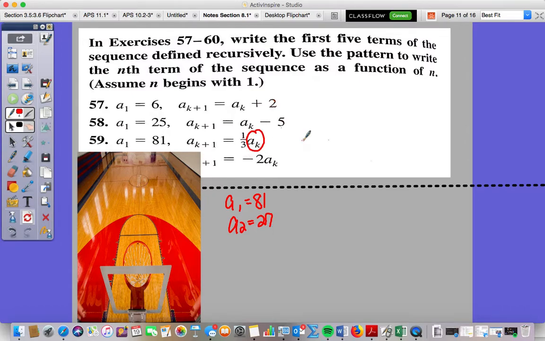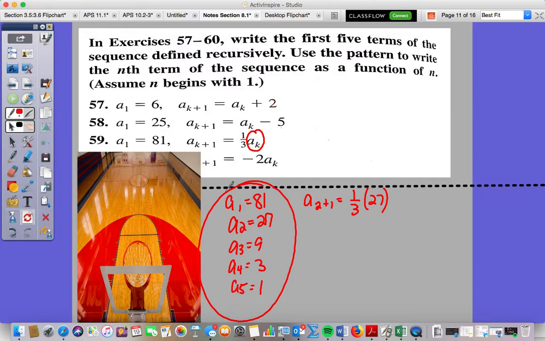All right, so literally, just so I could show you again, a sub 2 plus 1 equals 1/3 times 27. So that would be 9. So a sub 3 would be 9. And a sub 4 would be 3. A sub 5 would be 1. And then what's occurring is we're multiplying by 1/3 each time here, okay?